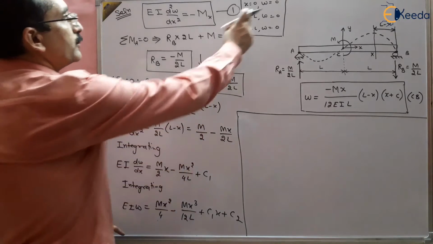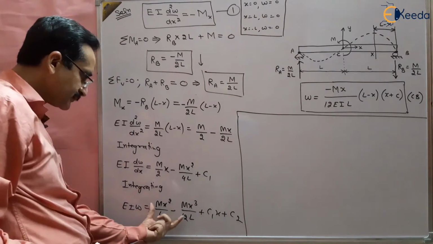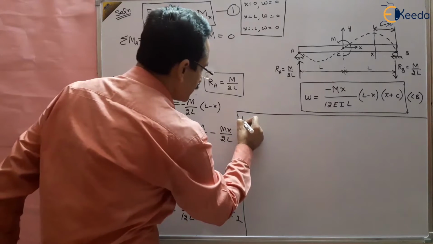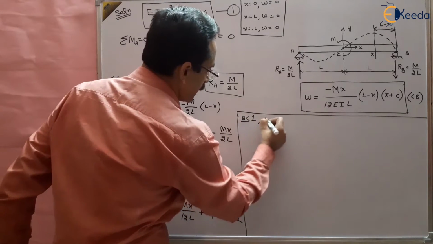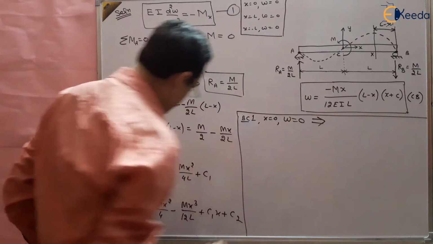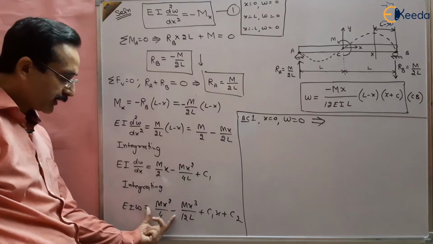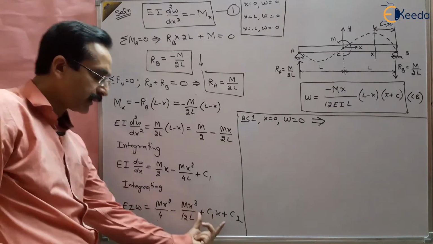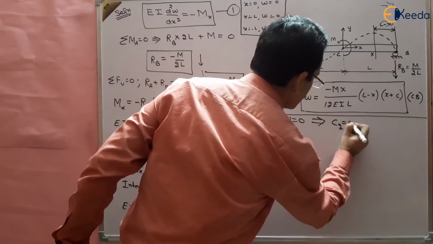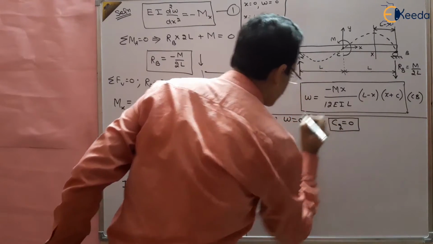Now w is 0 at x is equal to 0. Put here x 0 and w 0. Boundary condition 1, x equal to 0, w is equal to 0, we are using. From here you will see that put w 0 and x 0, and you will get c2 equal to 0. So from here one of the constants, c2, which is equal to 0, we have obtained.